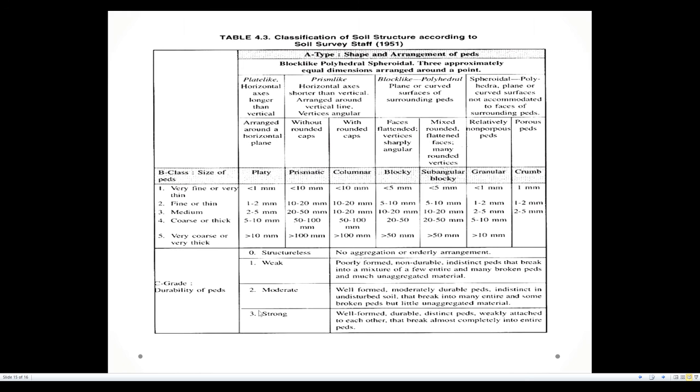And the grade is the durability of the ped. Is it weak, is it moderate, or is it strong? So we can see that in weak, they are poorly formed and non-durable. In moderate, they are well formed, moderately durable peds. And in strong, they are well formed, durable, and distinct peds, but they are weakly attached to each other.